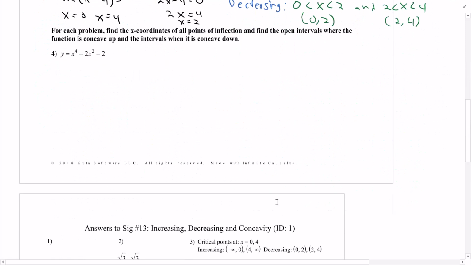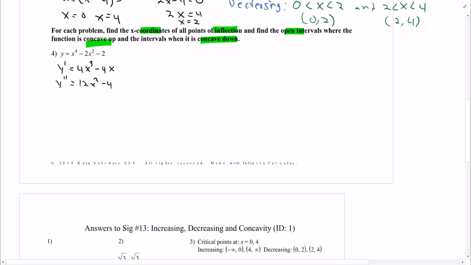The next one's asking: find the x-coordinates of all points of inflection. Find the open intervals where the function is concave up and where it is concave down. Again, this is where we're talking about the thing up there. We're going to find the possible points of inflection, which involve the second derivative. So we're going to start with the first derivative, and then we're going to go to the second derivative.